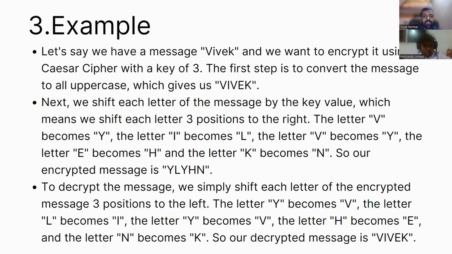Next, we shift each letter of the message by the key value, which means we shift each letter 3 positions to the right. The letter V becomes Y: W, X, Y. Letter I becomes L: J, K, L. Letter V becomes Y. The letter E becomes H. Letter K becomes N. So our encrypted message is YLYHN.